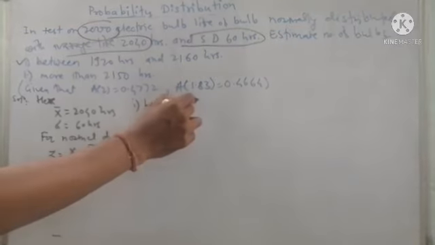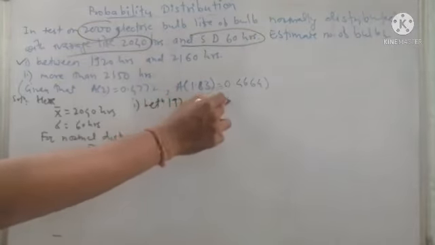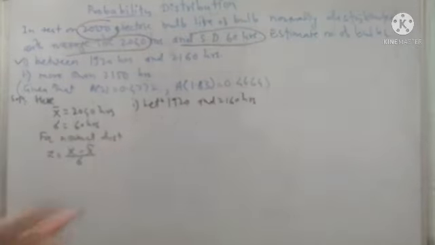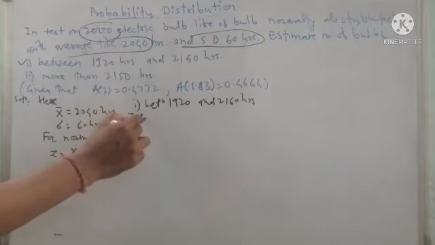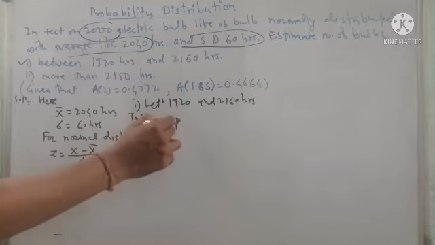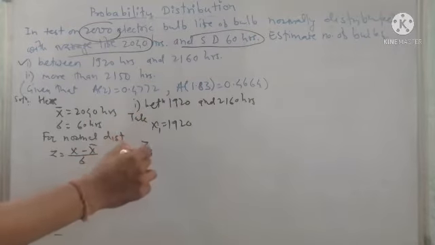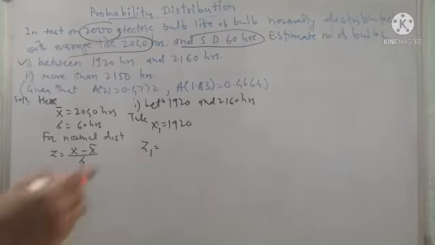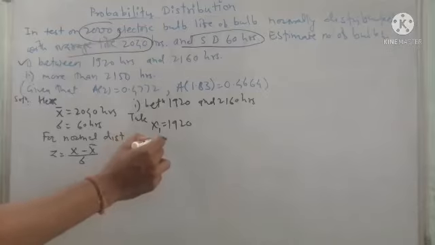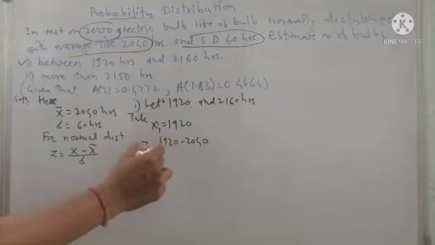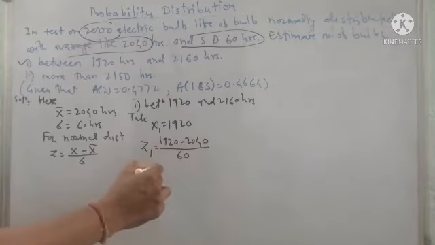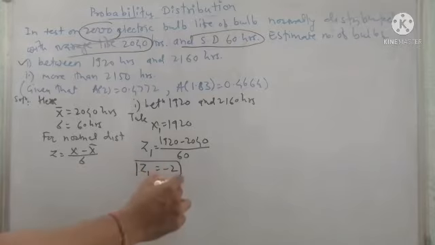1920 hours and 2160 hours. As we are given two variables, first we take random variable x1 as 1920. Corresponding to x1 we evaluate normal variable z1 by putting x1 as 1920 in the formula: 1920 minus 2040 divided by 60. This is minus 120 divided by 60, which is minus 2, so the first normal variable is minus 2.